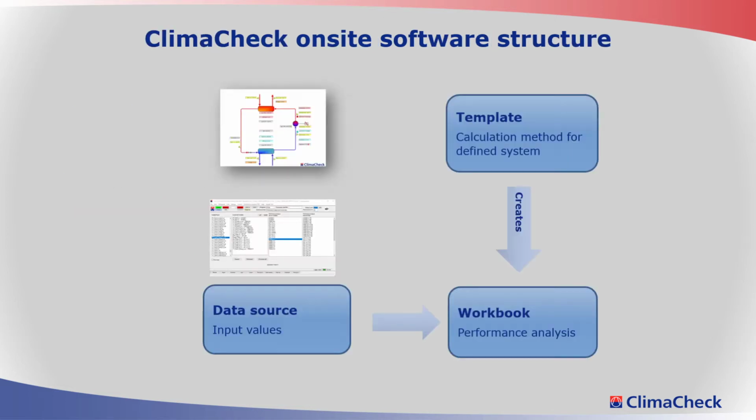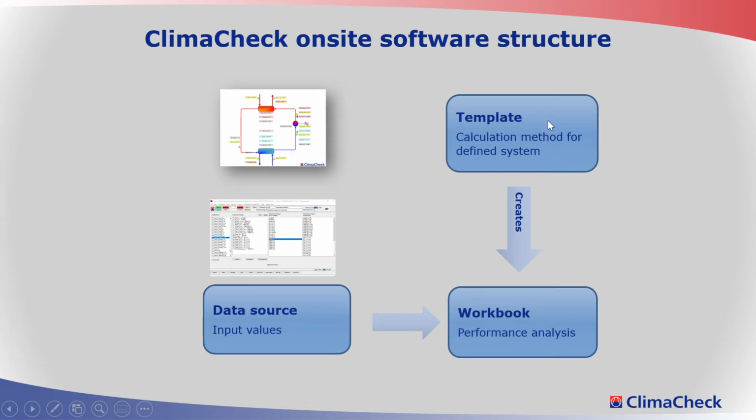So how is the ClimaCheck on-site software structured? We have a template, and in this case, this is the calculation method. Now I mentioned that it will be a different type of measurement if we have a one-circuit system or a two-circuit system. If we have a system with economizer, or maybe if we have a system with oil cooling on the compressor, then we will have different types of calculations. And this is set up in the template.